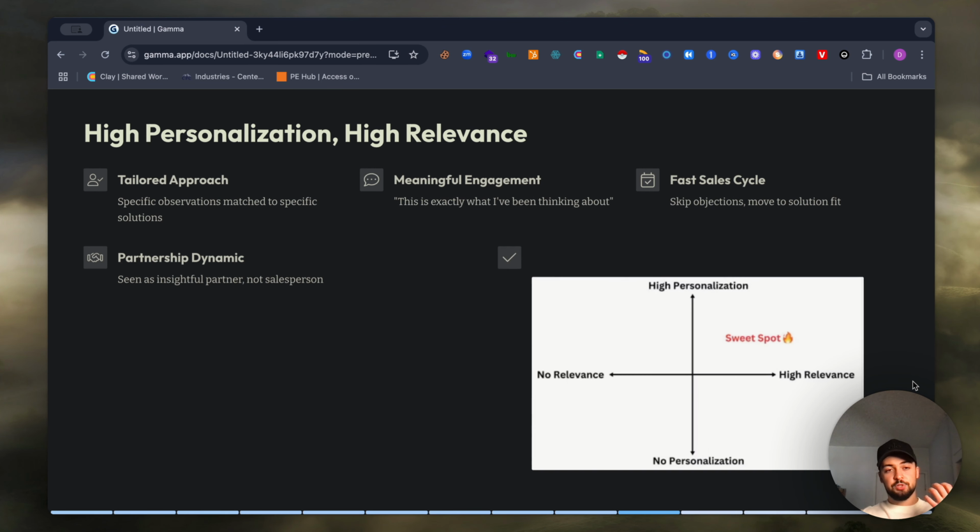Then we got the sweet spot, right? And this is what really drives home and gives you the best results possible: high personalization, high relevance. So this is tailored outreach. You're talking about specific needs that relate to the business, but it also ties back to their current situation. So it's something that is top of mind for them, that they're currently struggling with, not only the business, but that person as well. So oftentimes the responses you could get from this is, this is exactly what I've been talking about. This is exactly what I'm thinking about. And oftentimes people are really interested by this, right? So this is the sweet spot.